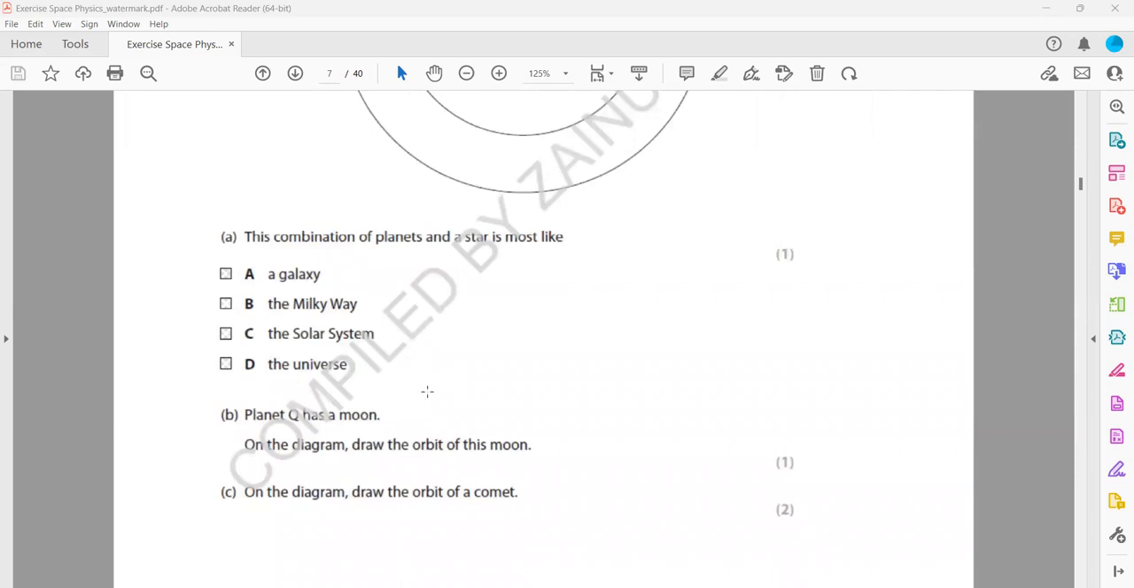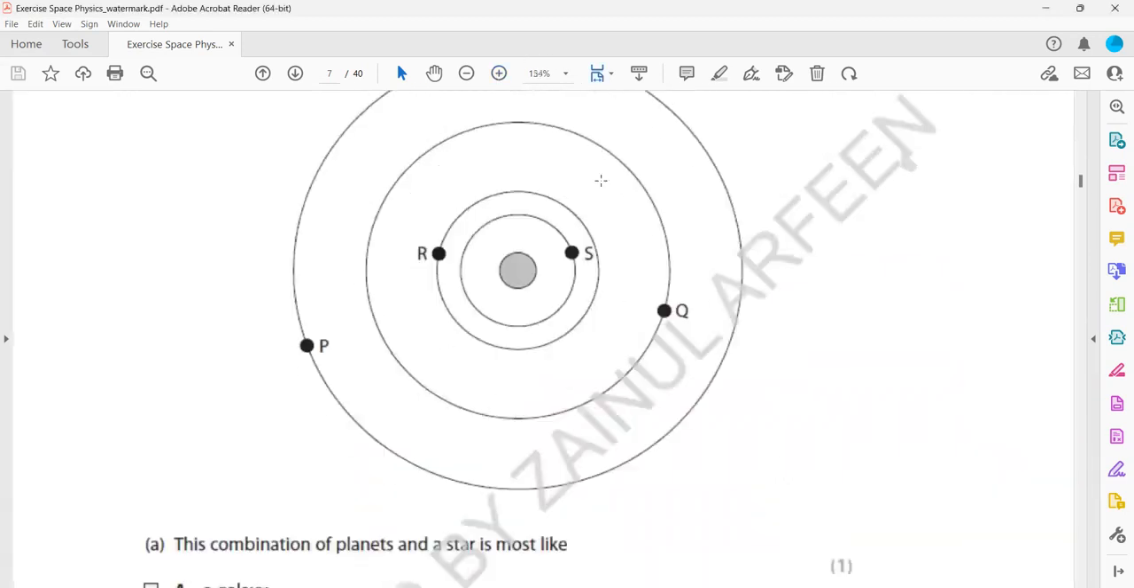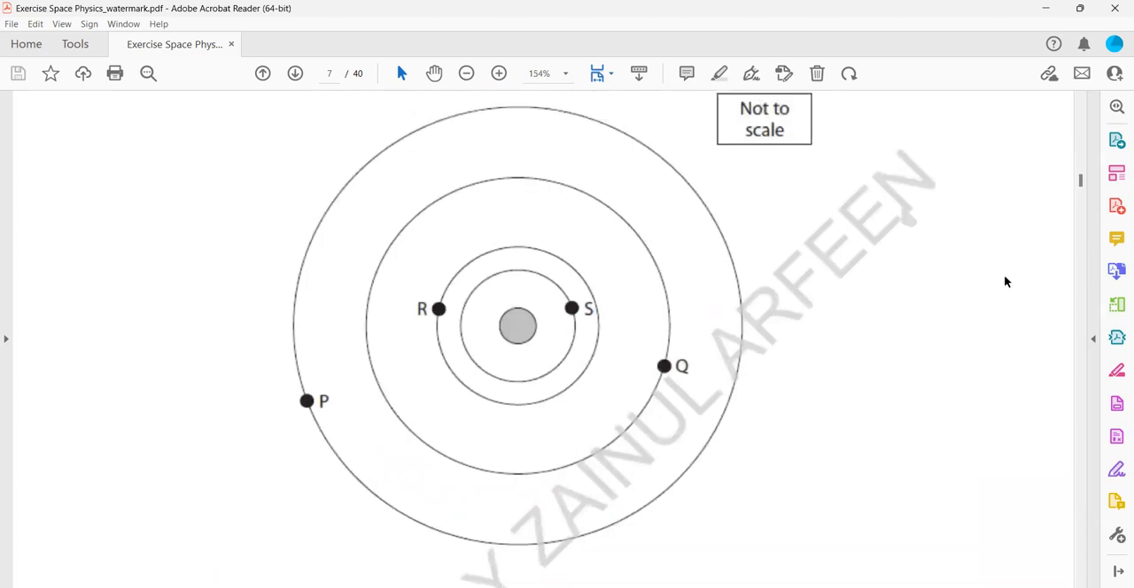Planet Q has a moon. On the diagram, draw the moon for planet Q. Use a screen annotation. Draw the orbit of the moon for planet Q. Not the moon, the orbit of the moon, sorry.